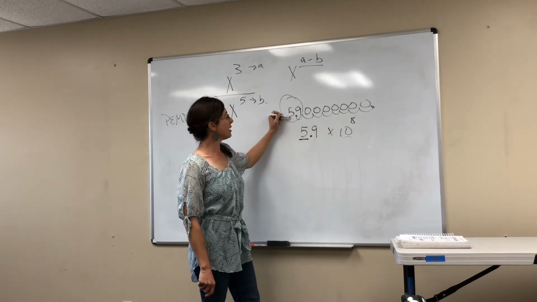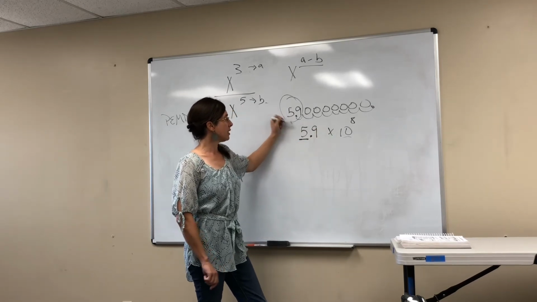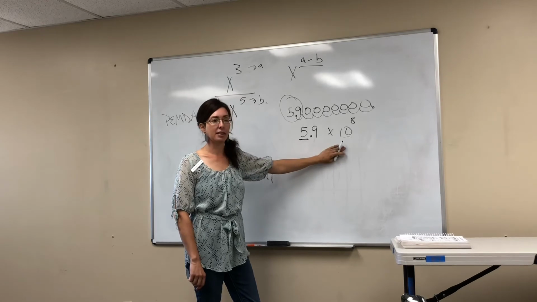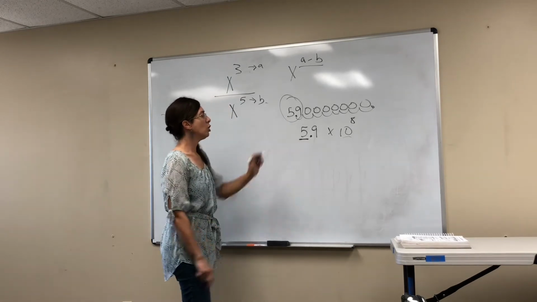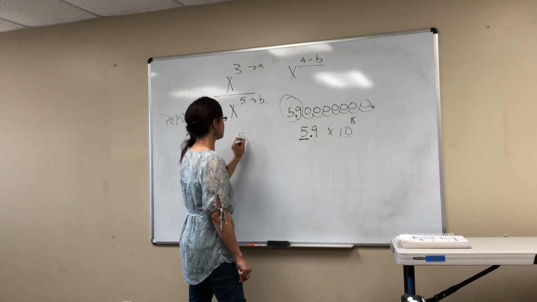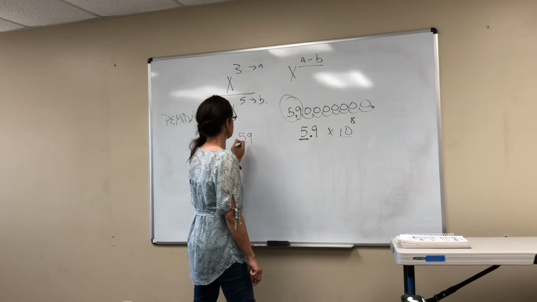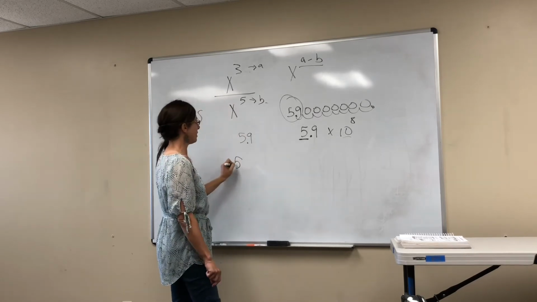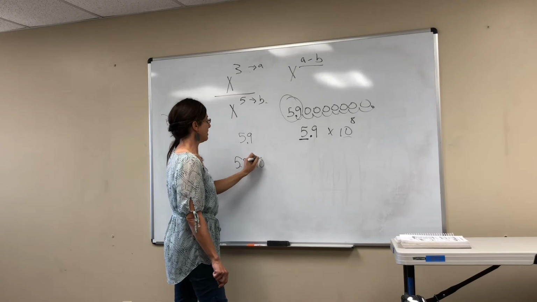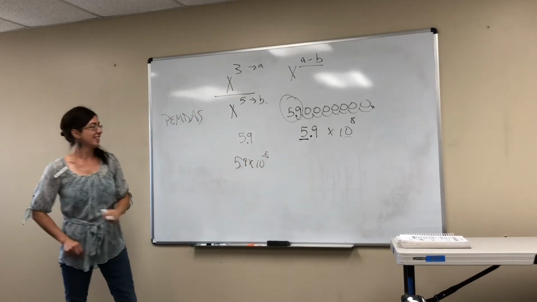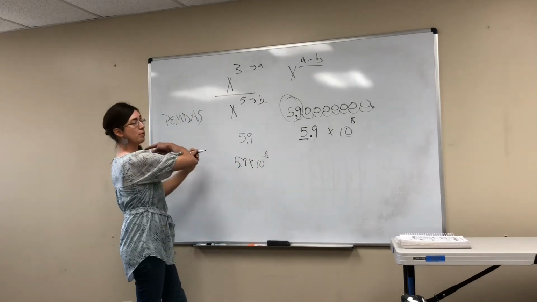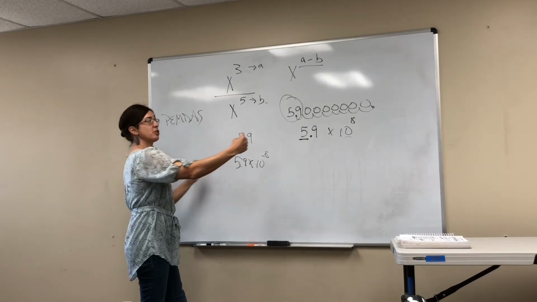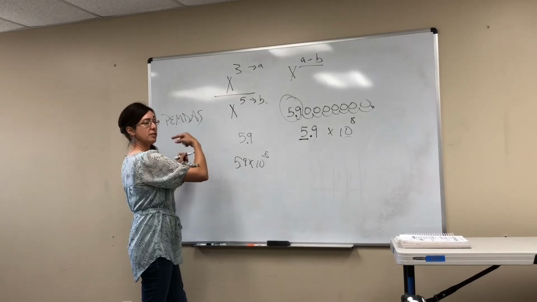So instead of writing 590 billion, I have 5.9 times 10 to the 8th. Okay? Which is very different than 5.9 times 10 to the negative 8. Because the negative 8 says I have to move my decimal towards the negative side, right?